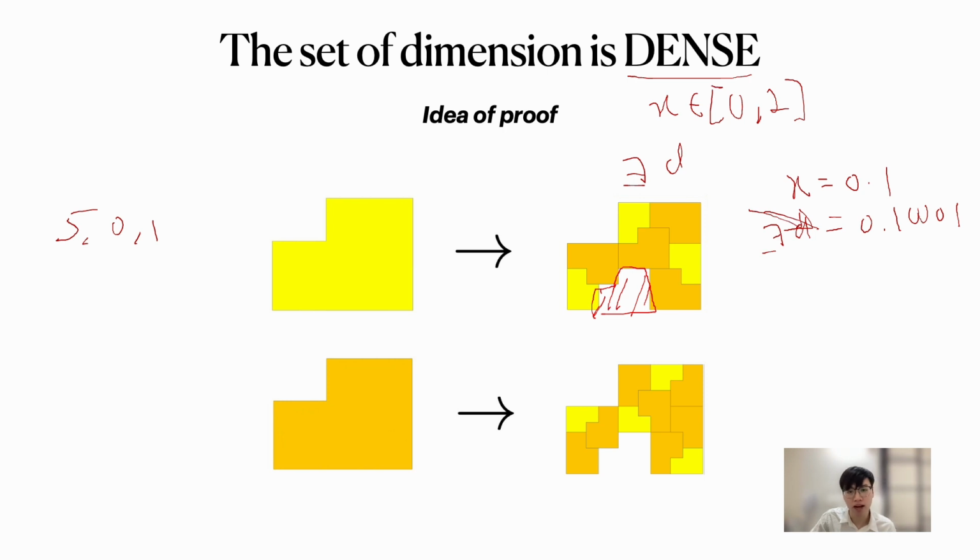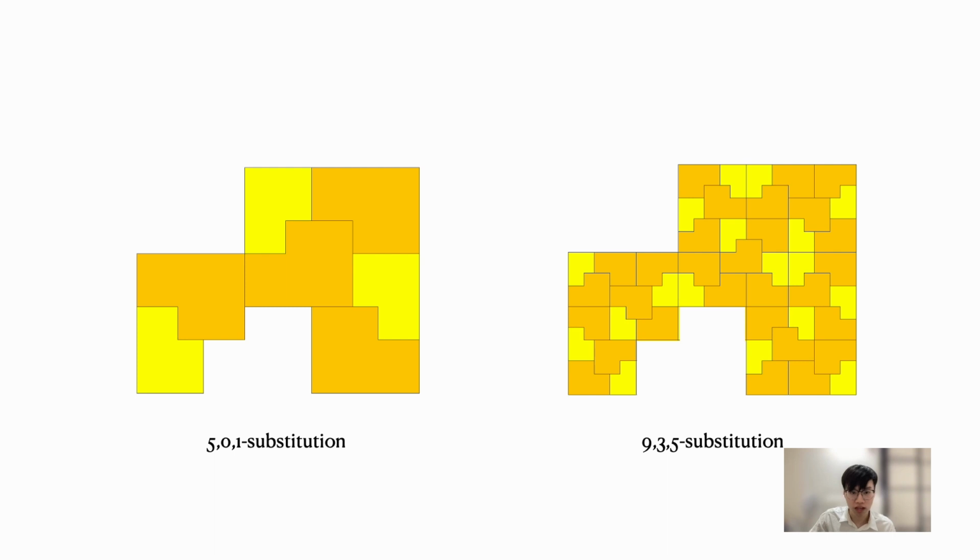But what if we increase the number of n? For example, here, we increase the number of n. We're taking away the same regions. In the 501 substitution, we're taking away the same regions, but if we consider a 935 substitution, we are taking away the exact same regions. Inside here, there are 3 small tiles and 5 big tiles. So we're taking away the same exact regions, just the number of tiles is different.